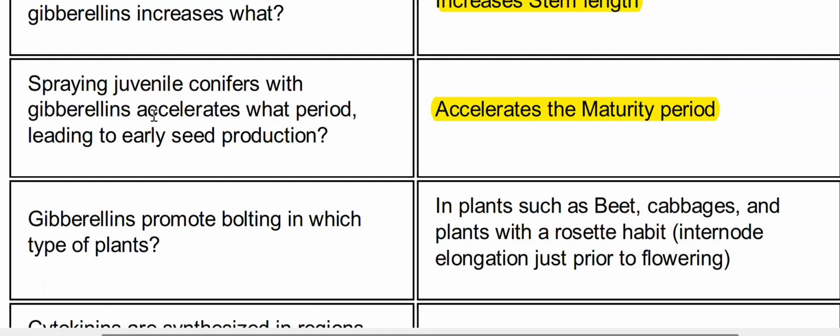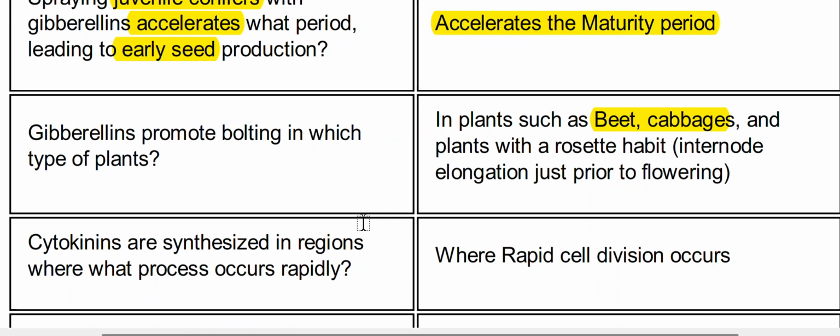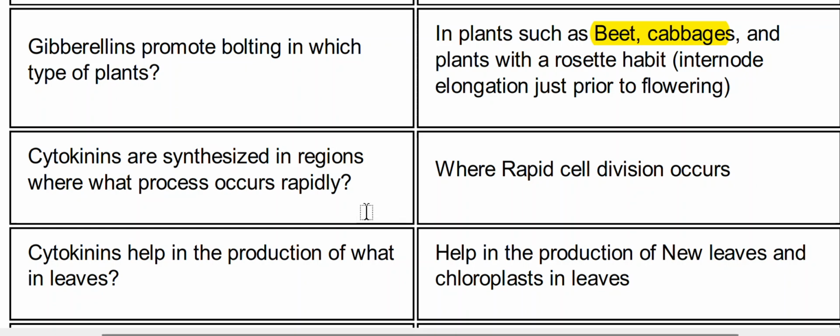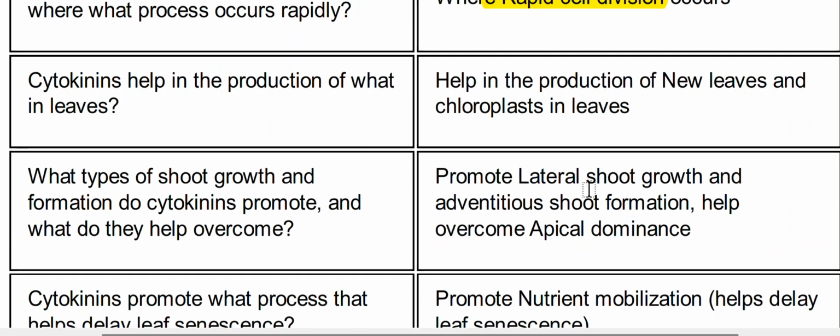So we accelerate early seed production in those conifers, and so we can spray this. Gibberellin promotes bolting in plants such as beet and cabbages. Next is cytokinin, which is involved in rapid cell division. Cytokinin helps in the production of new leaves and chloroplasts.